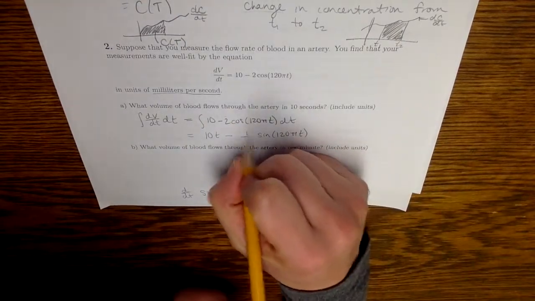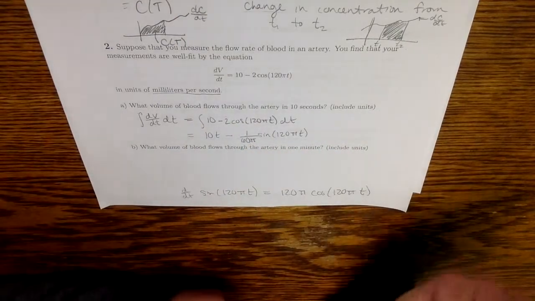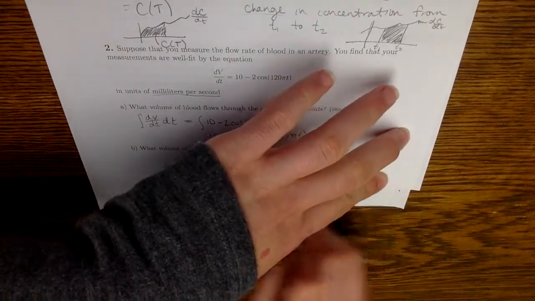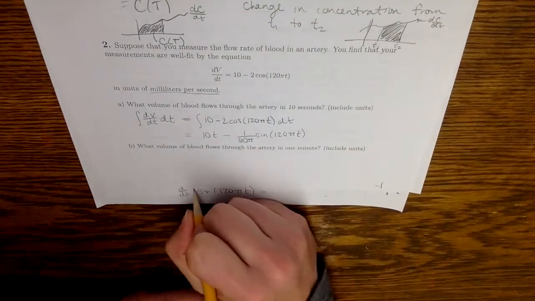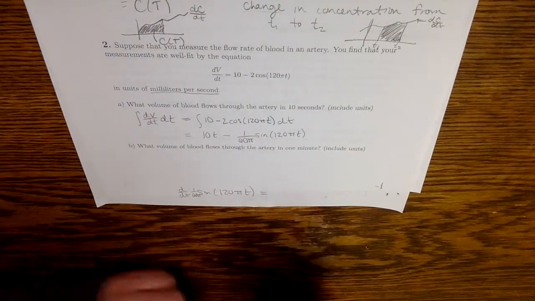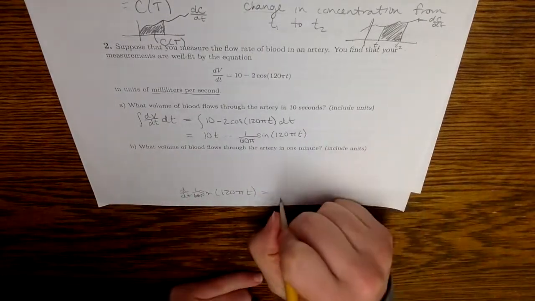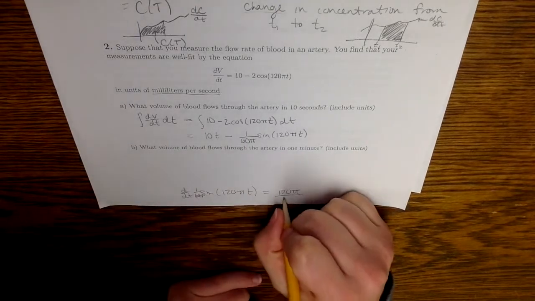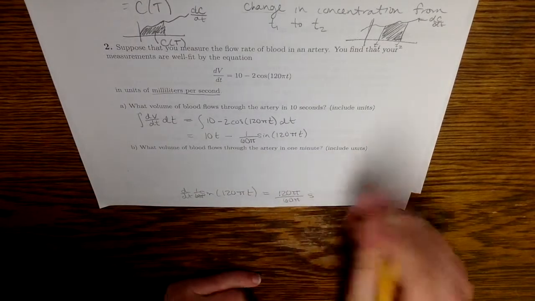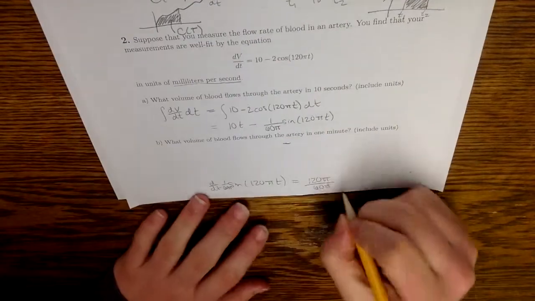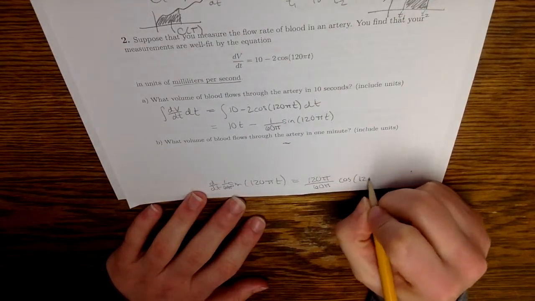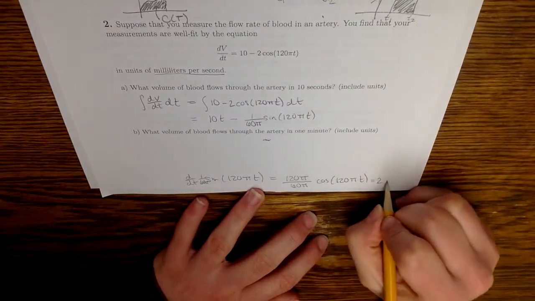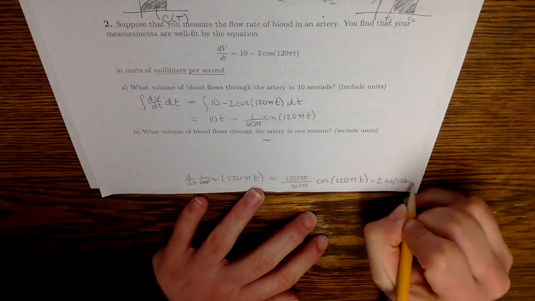Okay, and that value is 1 over 60 pi. So if I take the derivative of 1 over 60 pi sine of 120 pi t, let's just check our answer. We get 120 pi over 60 pi cosine of 120 pi t. Of course that simplifies to 2 cosine 120 pi t.